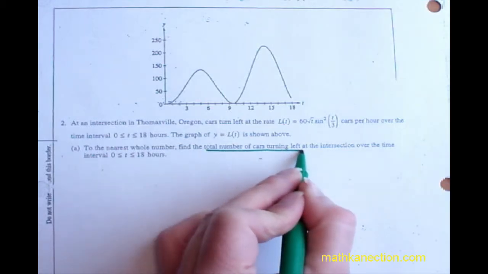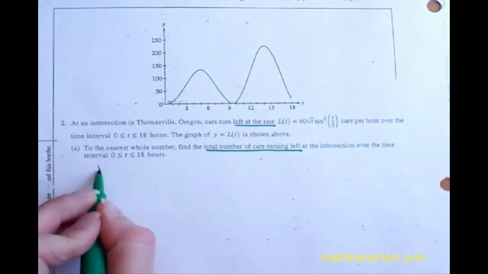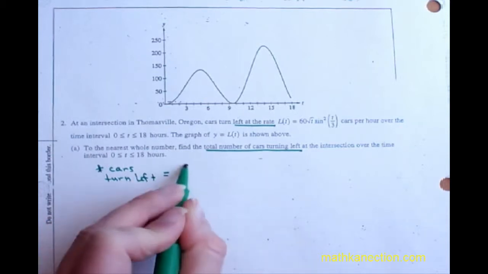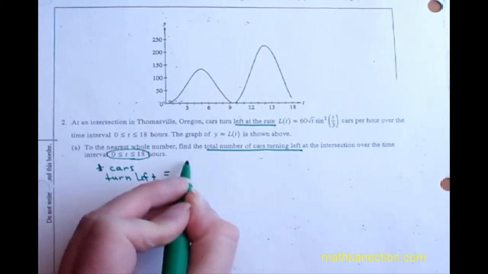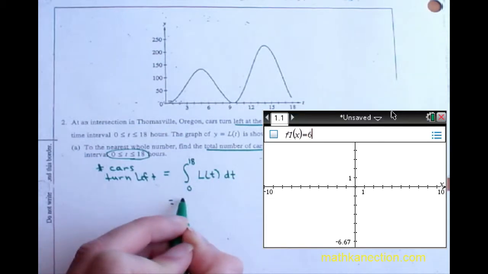So to find the total number of cars turning left, we're given the rate at which the cars are turning left. So the number of cars turning left is going to be the integral from the time 0 to 18 of the L of t equation, that rate equation, which using the calculator, typing in L of t into the f1 of x.